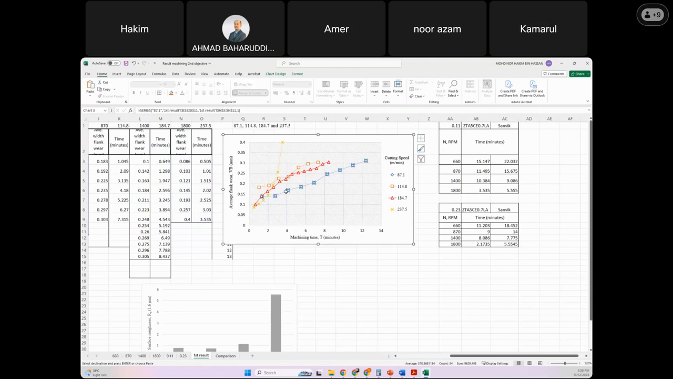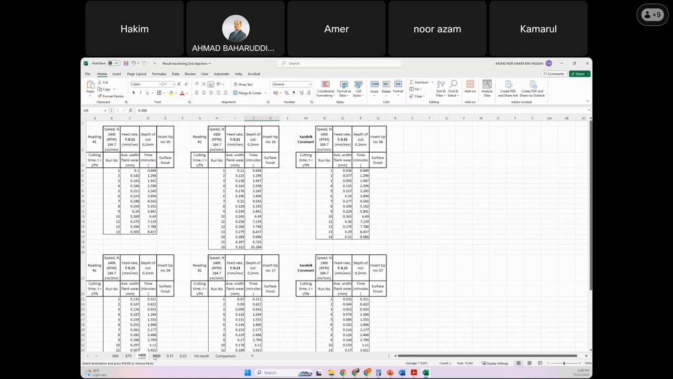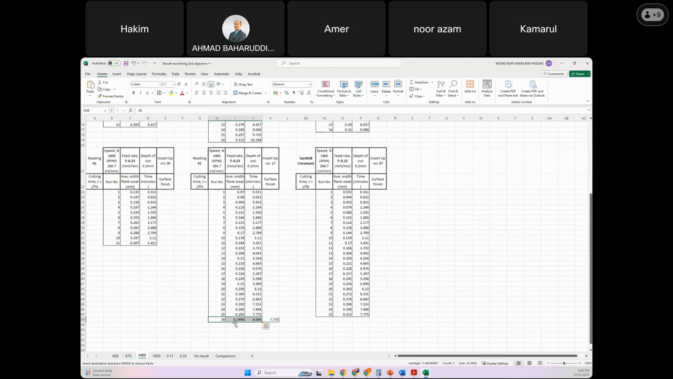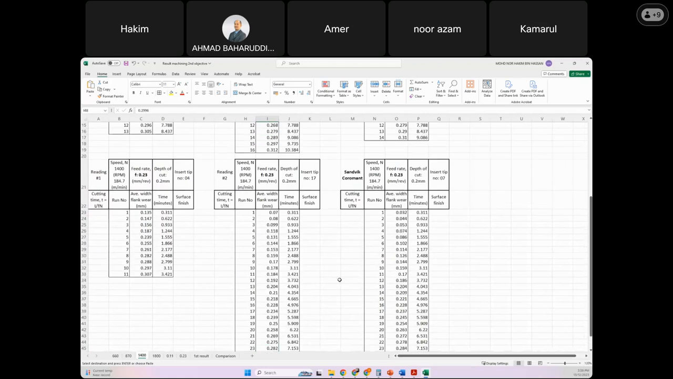But actually, if we compare the material removed, I would like to say that the 1400 speed provides better results than the others. 1400 managed to get 26, while the others are below 20. Can we stand up to 26 rounds? That means the first round, second round, third round until 26 rounds, and the wear reaches 0.3.